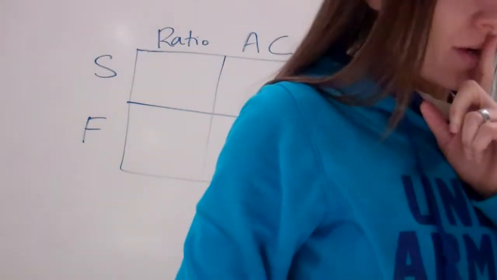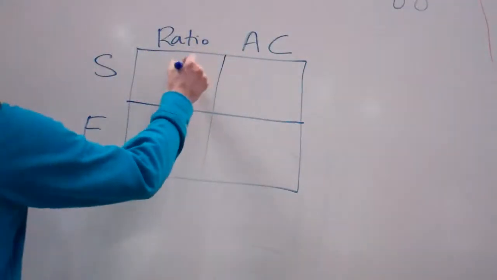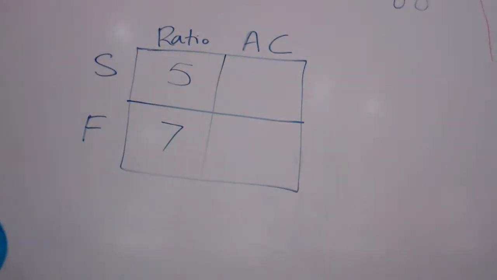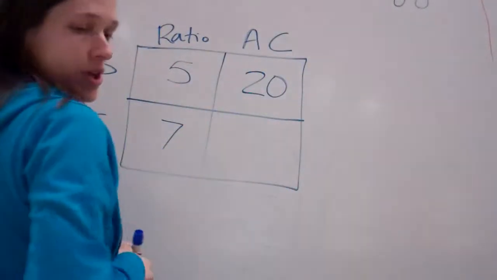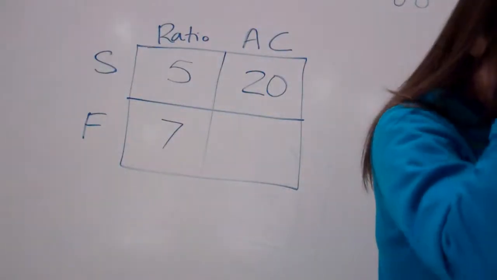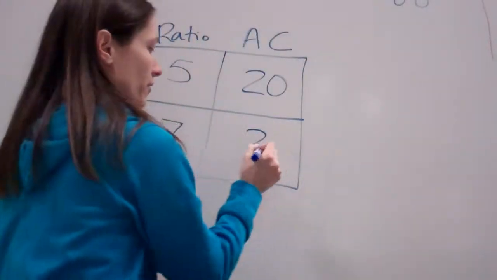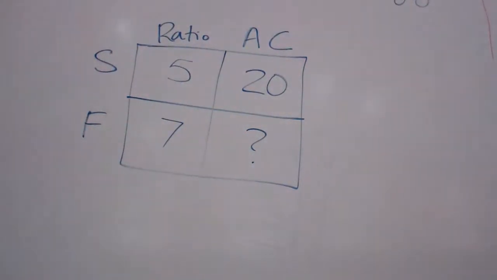And here's what it says. Listen, the ratio of salamanders to frogs was 5 to 7, okay? And then it tells me this. If there were 20 salamanders, 20 actual count, 20 salamanders, then how many frogs were there? That's what we don't know, okay? This one, hopefully you can quickly see how to answer this. Claire. 5 times 4 equals 20, yes, so 7 times 4 would be 28.